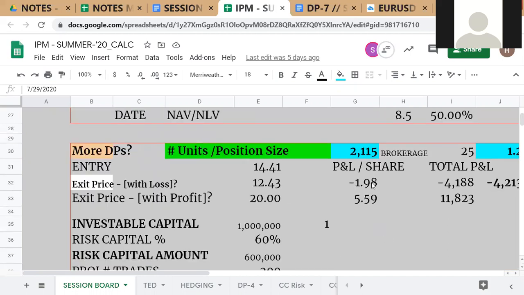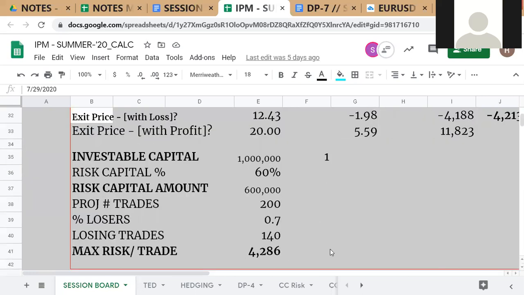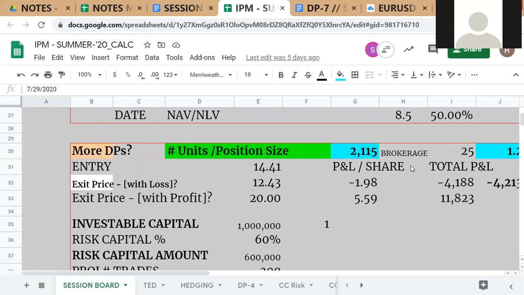Then you look at any particular transaction that you're thinking about. What is the entry price? What is the exit price with the loss? These two are more important in determining position size. And then you look at the projected loss per share. Remember, you're trying to solve this decision problem: how many shares can I buy or sell? You decide this by dividing the maximum risk per trade by the P&L per share. In this case, you would do this and decide the number of shares.